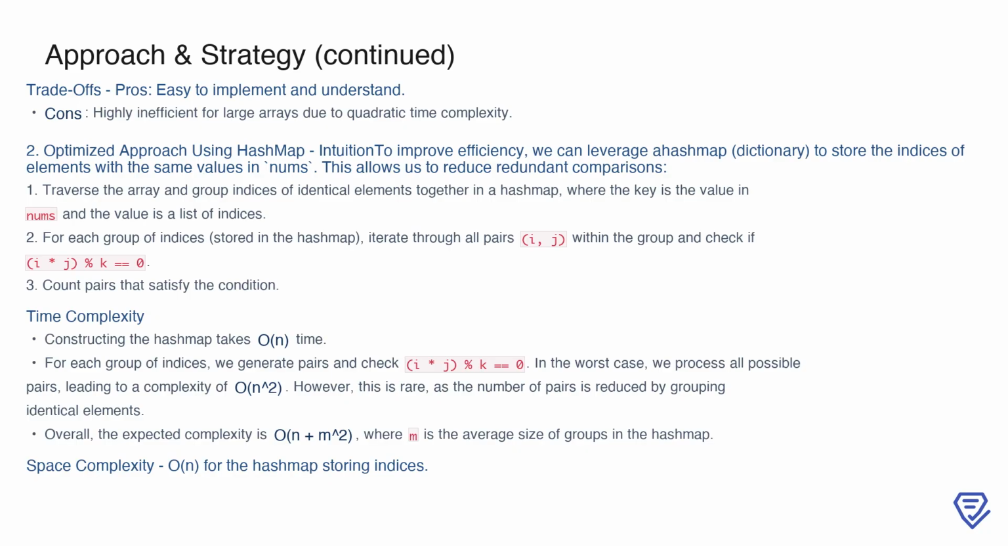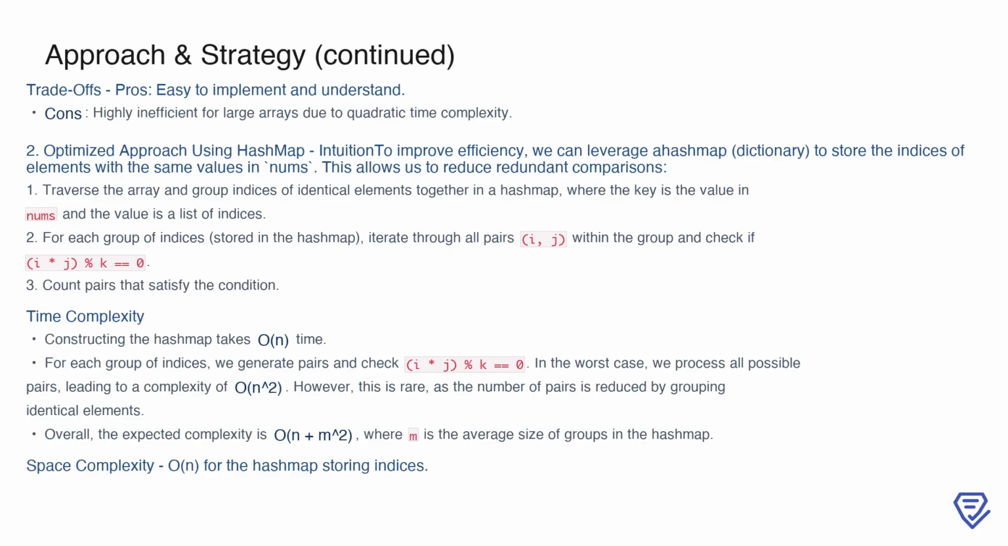On the positive side, it is straightforward and requires minimal effort to understand or code. However, it is highly inefficient for large arrays because of its quadratic time complexity, making it unsuitable for scenarios with higher constraints. To address this inefficiency, we can consider an optimized approach using a hash map.